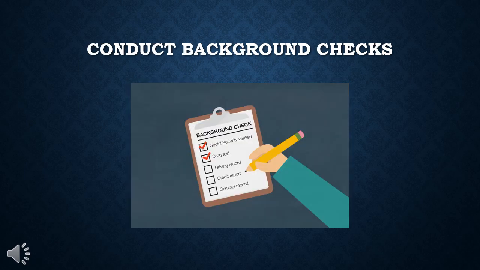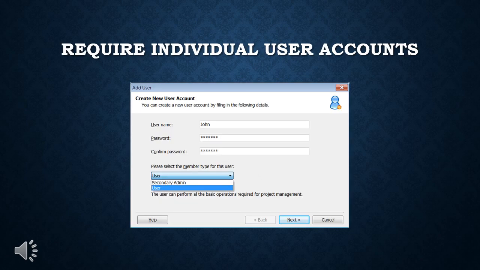Conduct background checks. Do a criminal background check and credit check on all prospective employees. Require individual user accounts for each employee. Set up a separate account for each user, including any contractors who need access, and require that strong, unique passwords be used for each account.